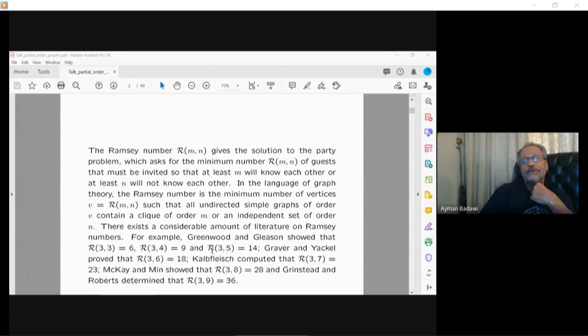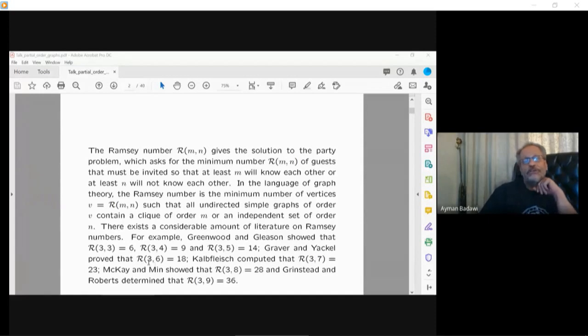And the same thing they calculated R(3,5). This number is 14. And 14 again, what does it mean? The minimum number of vertices we need so that an undirected simple graph will have either a complete subgraph with 3 vertices or an independent set with 5 vertices. And this number is 14. Remember that we are looking at the minimum number of vertices and we are considering all undirected simple graphs.